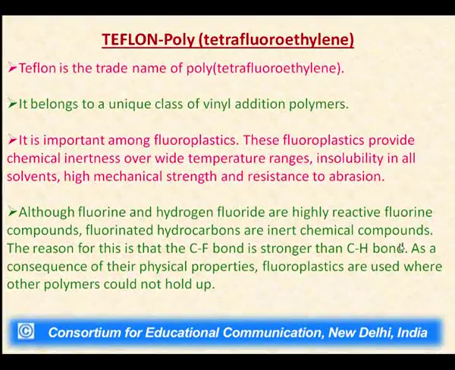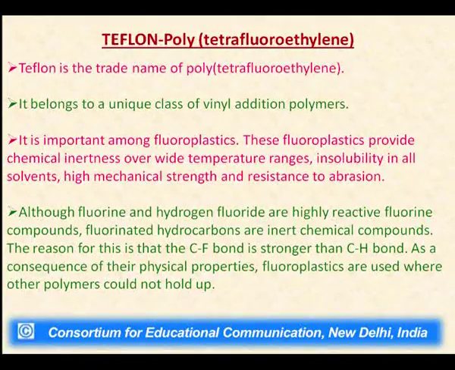Next addition polymer is Teflon, which is also called polytetrafluoroethylene. Teflon is a trade name. It belongs to a unique class of vinyl addition polymers. Now, what is different in these polymers? It is important among fluoroplastics. Fluorine is present in Teflon, a very highly electronegative atom. These fluoroplastics provide chemical inertness over a wide temperature range, insolubility in all solvents, high mechanical strength, and resistance to abrasion.